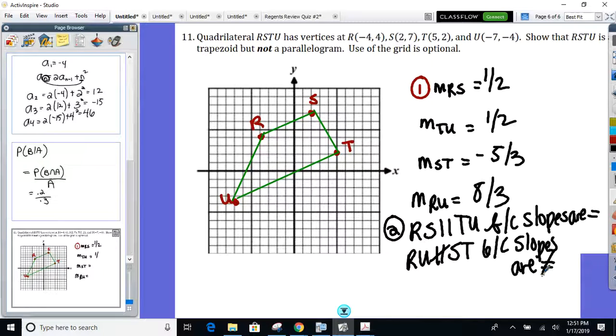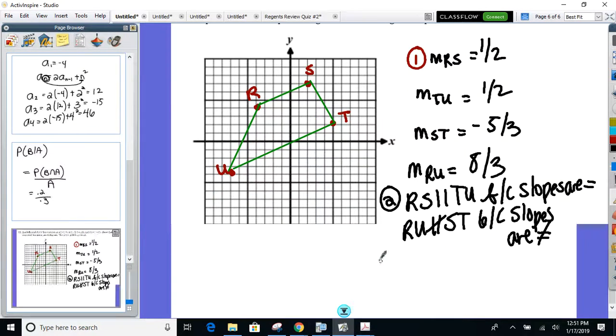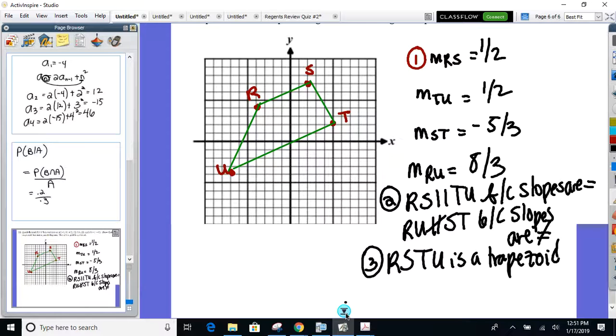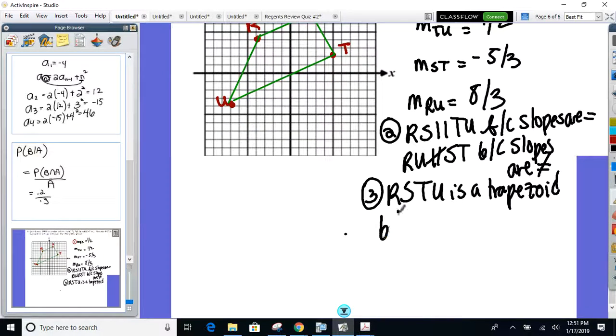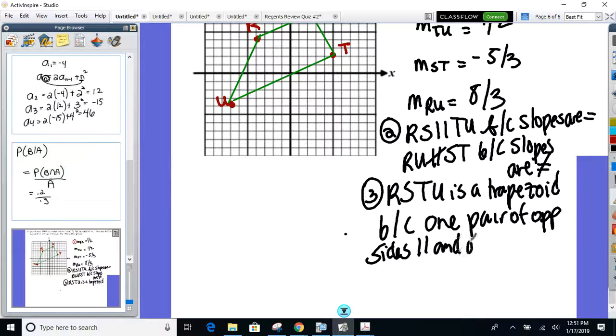All right, now I can say in step 3, RSTU is a trapezoid. What would be a good reason why it's a trapezoid? RSTU is a trapezoid because one pair of opposite sides parallel and other pair are not, or something of that nature. Doesn't have to be that specific wording.